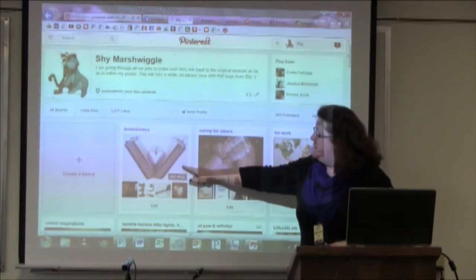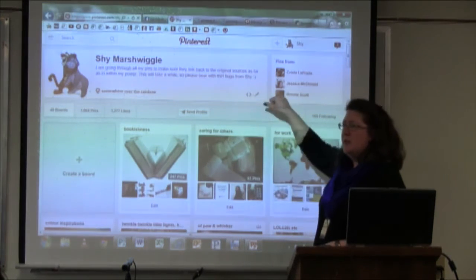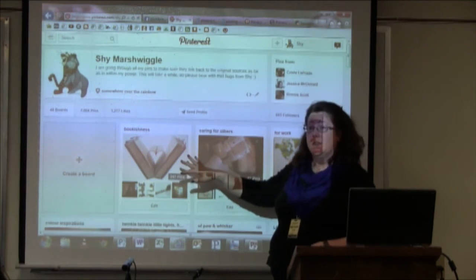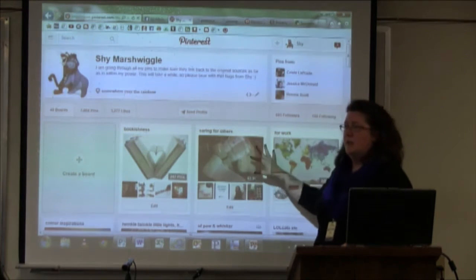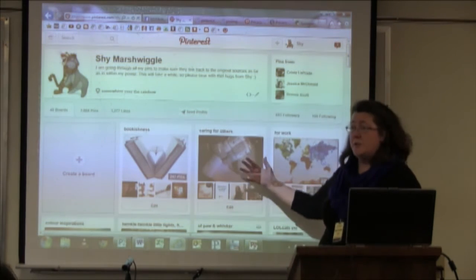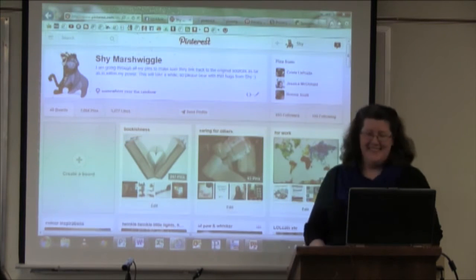Each one of these is its own bulletin board. Think of it like a bulletin board with pictures pinned up. What is pinned are bookmarks. They're visual bookmarks, and if you click on them, they take you to the web page that they came from. I'm a visual person. I love this. Plus, I can group them.